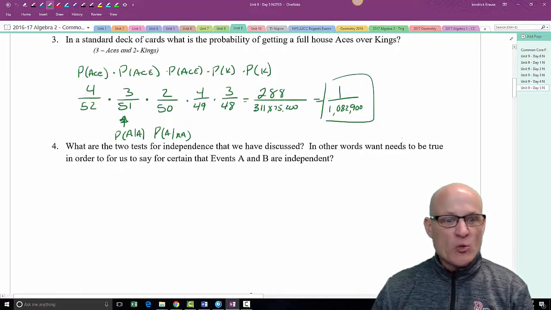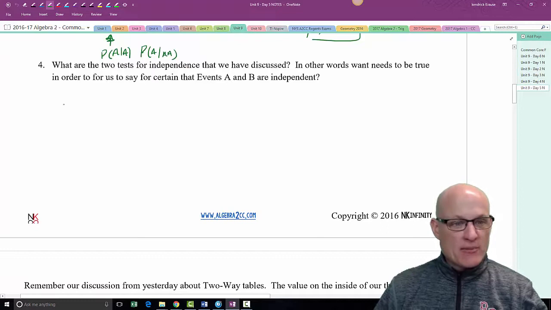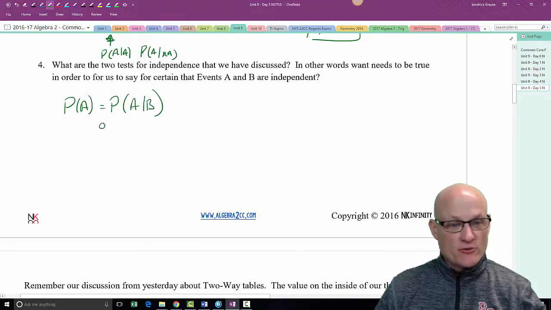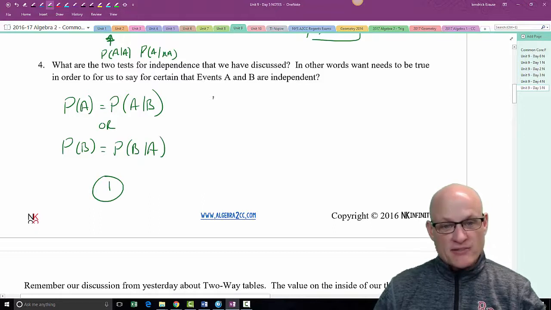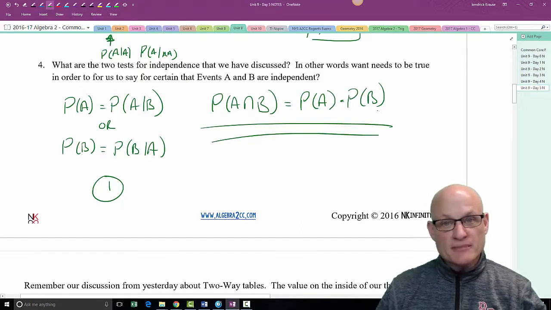All right. What are the two tests for independence? We talked about those yesterday. If you remember correctly, you can use probability of A is equal to the probability of A given B. That one or this one are the same: probability of B equals the probability of B given A. That's one test. My other test is the probability of A and B is equal to the probability of A times the probability of B. Very simple tests to see if we're independent.